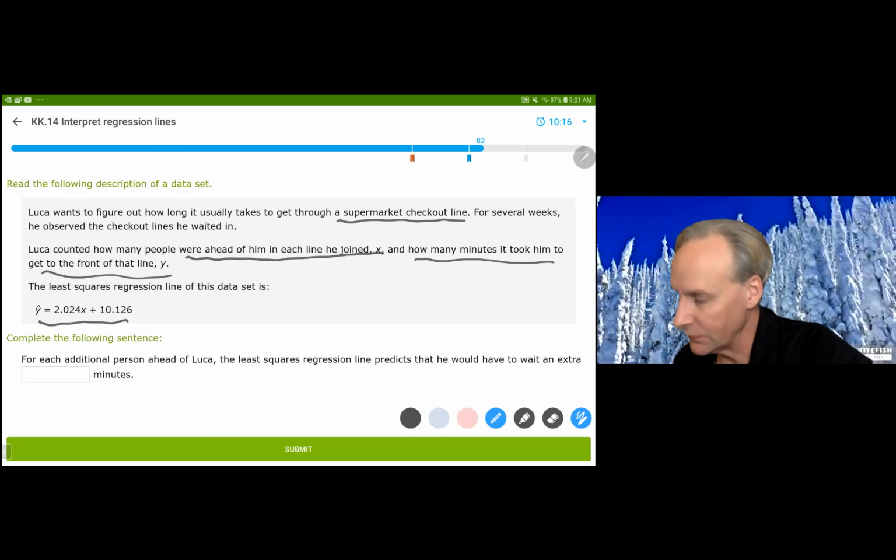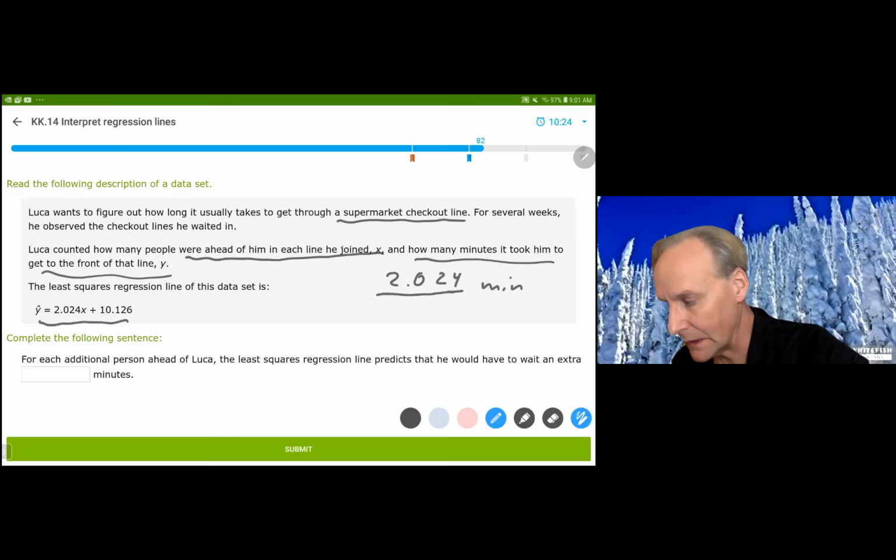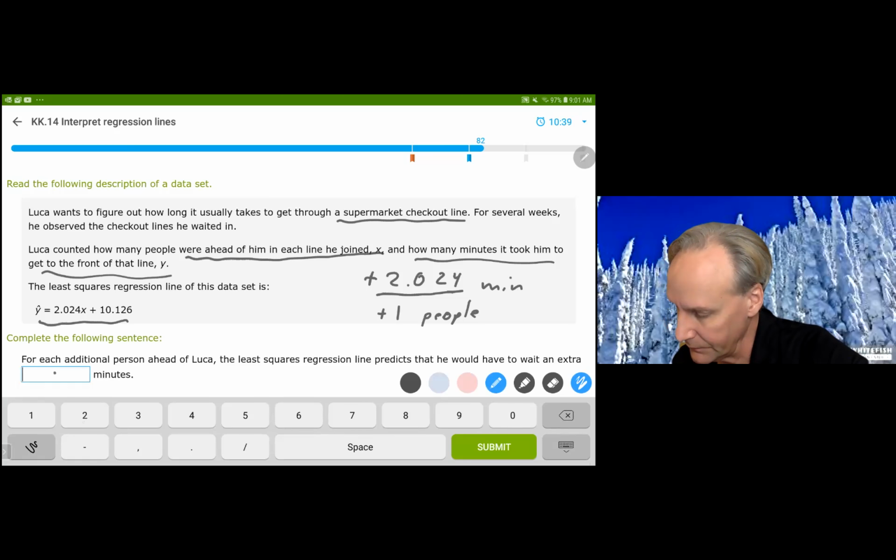So for each additional person, so again, we've got 2.024. These are minutes going by until you get to the front of the line, and this is for each additional person. The reason it's positive is for each additional person, we expect it to take longer. And this is people in line ahead of you. So an extra 2.024.